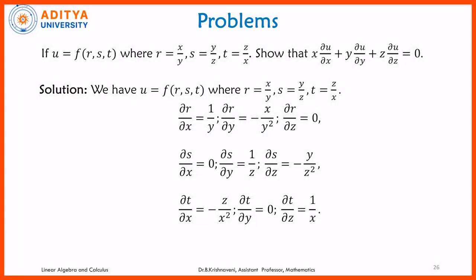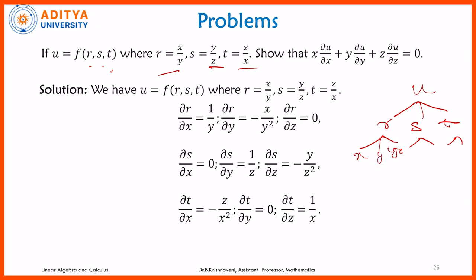Now the next question is about chain rule. Given u is equal to f of r, s, t, where r is equal to x by y, s is equal to y by z, and t is equal to z by x. Here we start with a function of 3 variables, that is r, s, t, and again each of r, s, t is in terms of 3 variables x, y, z.